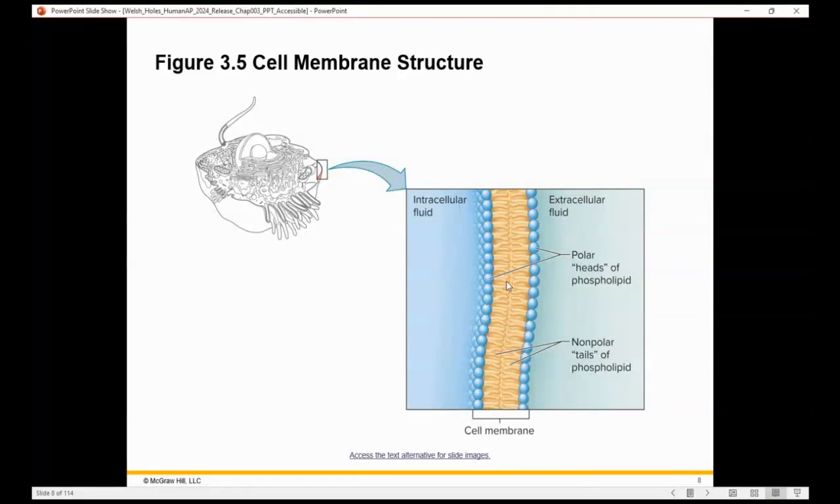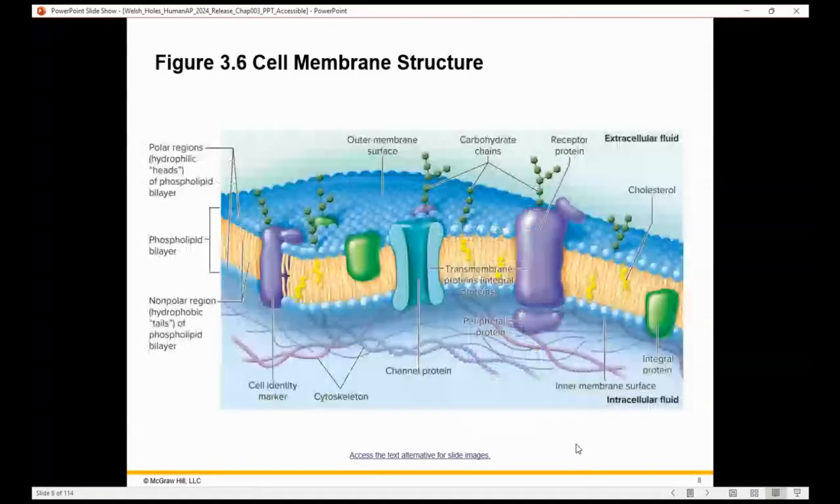Okay, the nonpolar tails are the hydrophobic, and the outer part is hydrophilic. But again, hydrophilic means water-loving. But since the interior is hydrophobic, water cannot just simply move through the membrane. Okay, here's a more detailed image of the bilayer. Again, you see the heads on the outside, the tails on the inside.